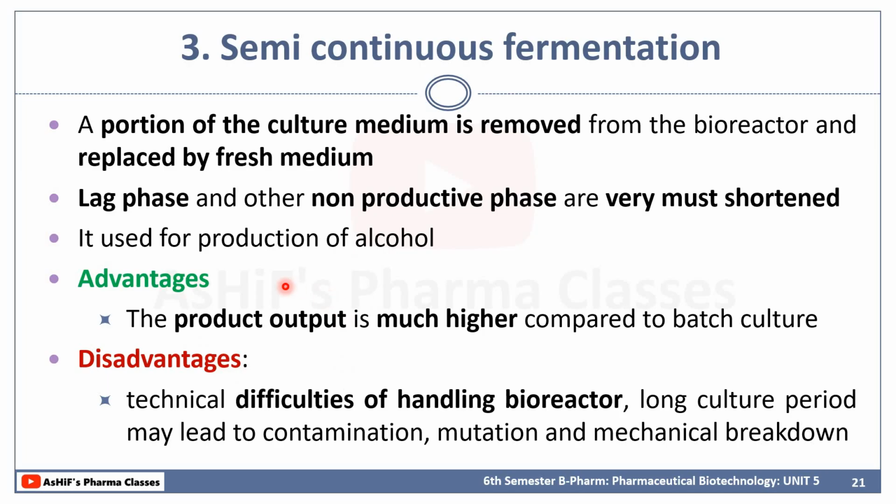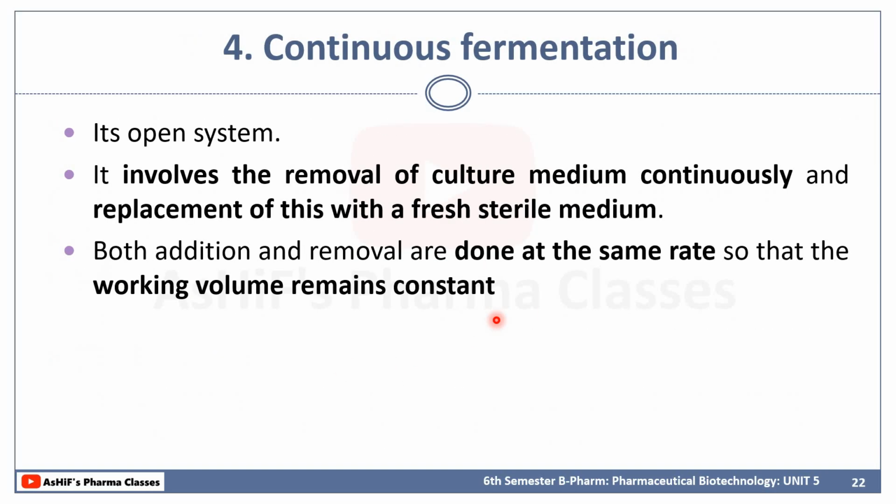And the advantage is the product output is much higher when compared with the batch culture, and there are some disadvantages like difficulty of handling the bioreactor, and a long culture period which may lead to contamination, mutation and mechanical breakdown. So these are some of the disadvantages of semi-continuous fermentation.